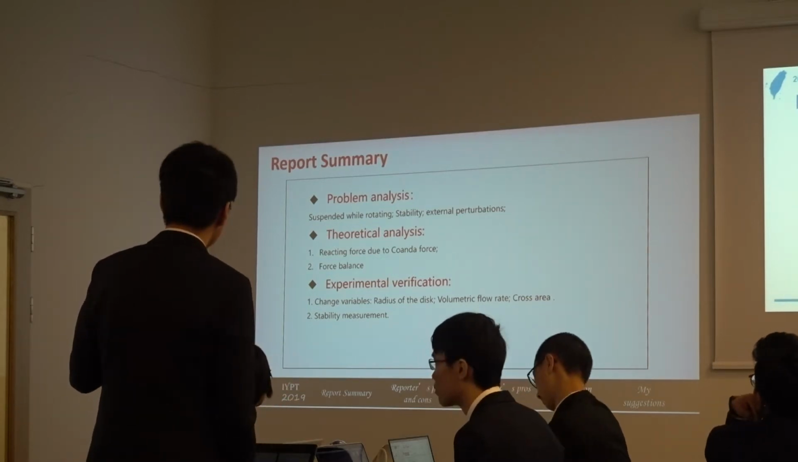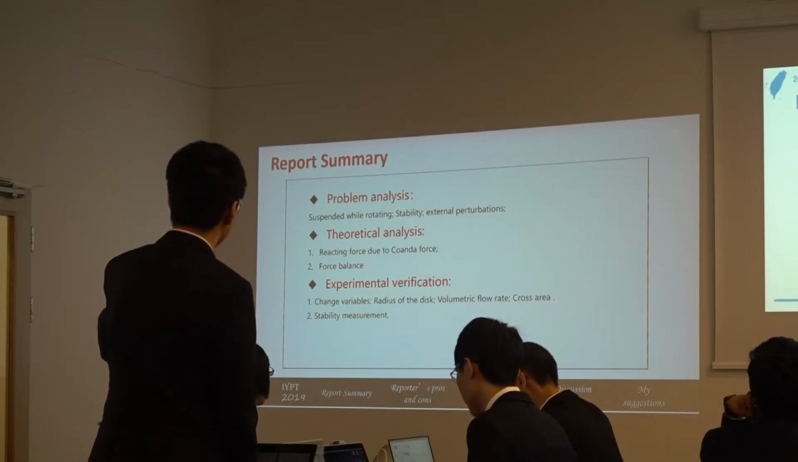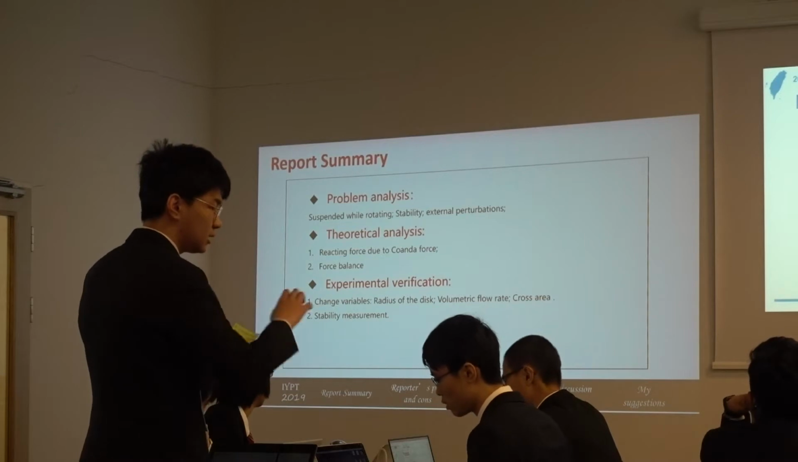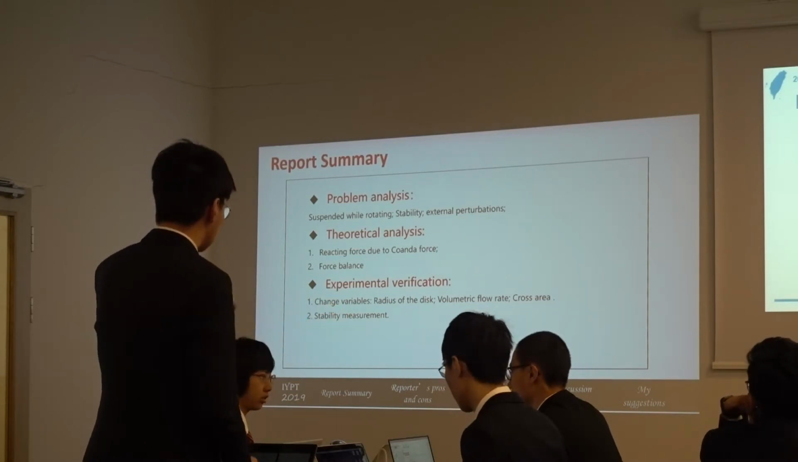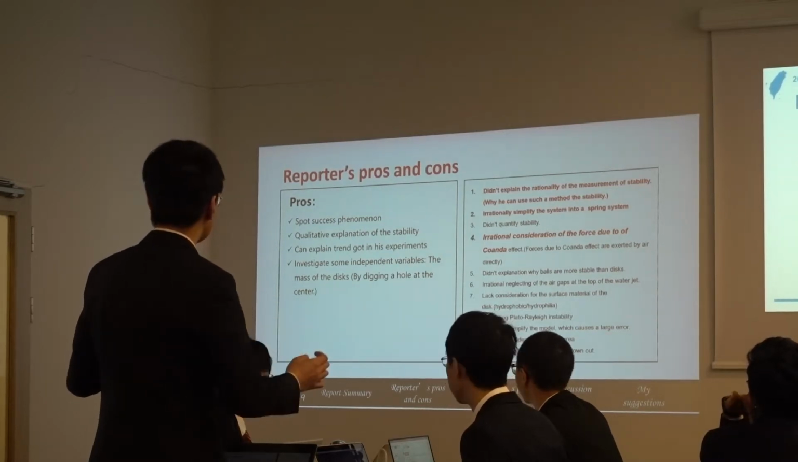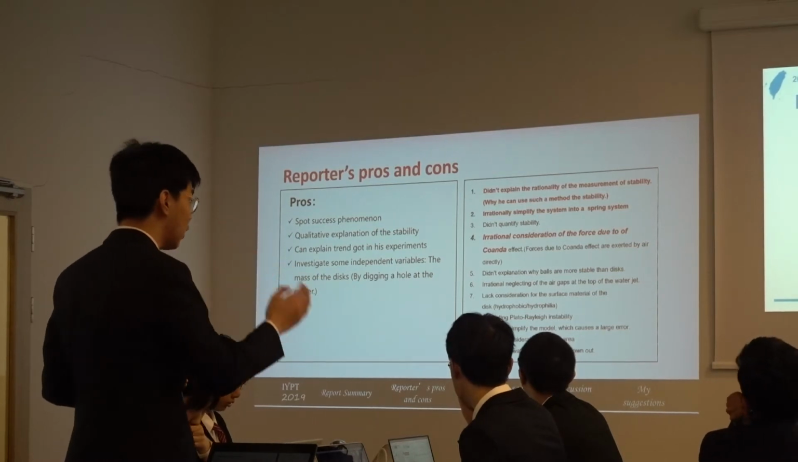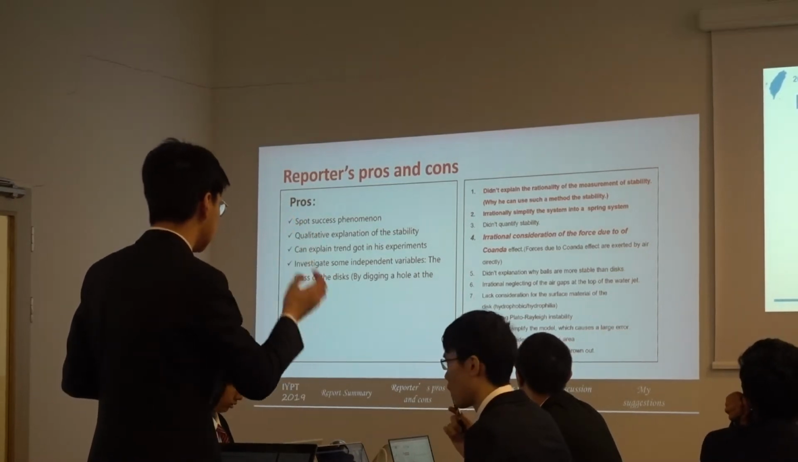And he also used a force balance and some other motion equations to calculate the system. And in his experimental verification, he changed some of the variables, such as the mass of the disk by digging a hole in it, and the cross area. He also has some stability measurements. These are the reporter's pros and cons. He has observed successful phenomena, and he includes airflow to measure the stability of the system.